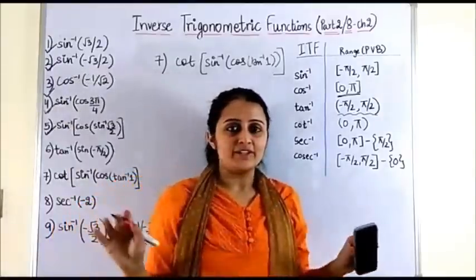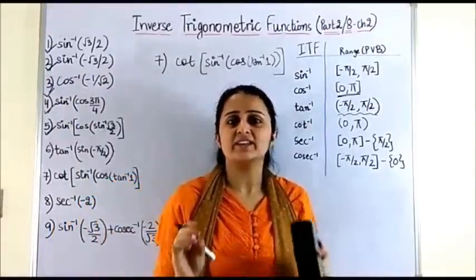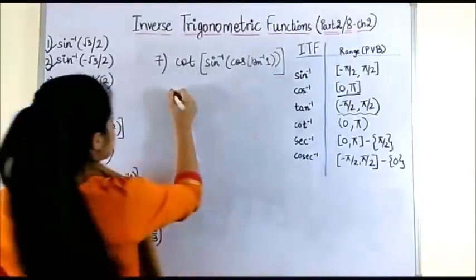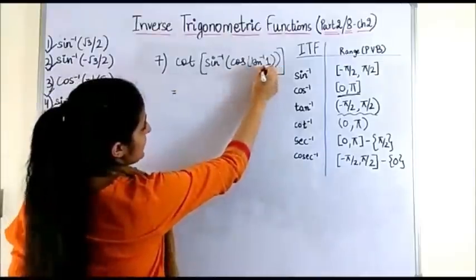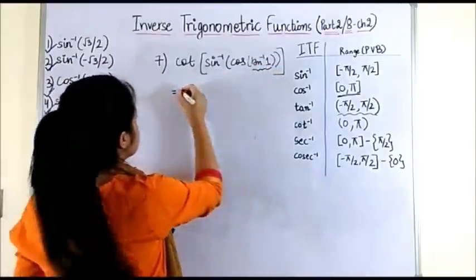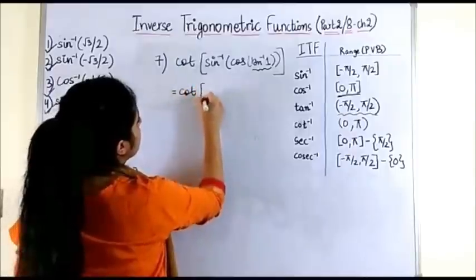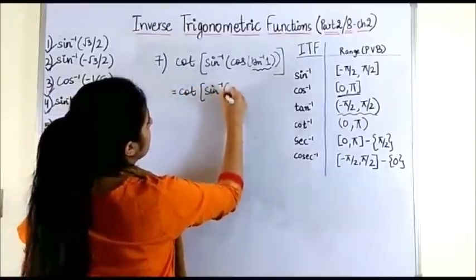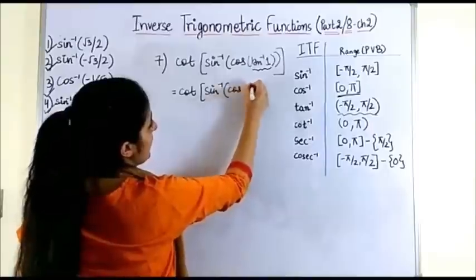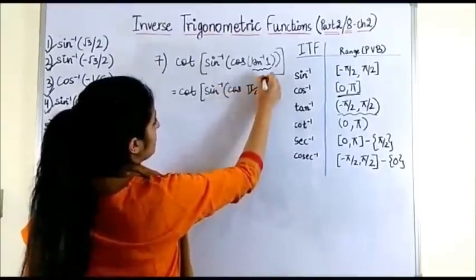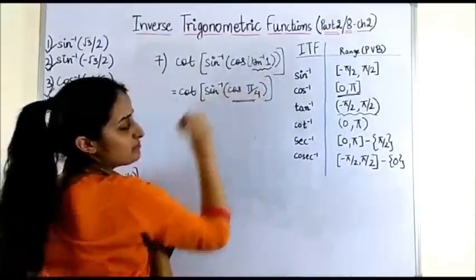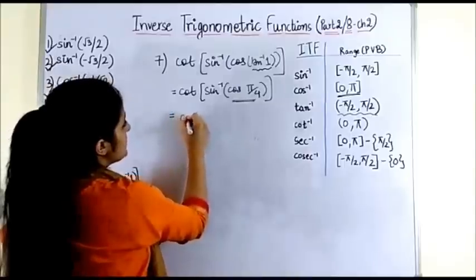Looks like a long question, isn't it? But trust me, it's very simple. Please see, once again starting with the innermost bracket, we write tan inverse of 1 as pi by 4. Now dealing with this bracket, it gives us the answer.